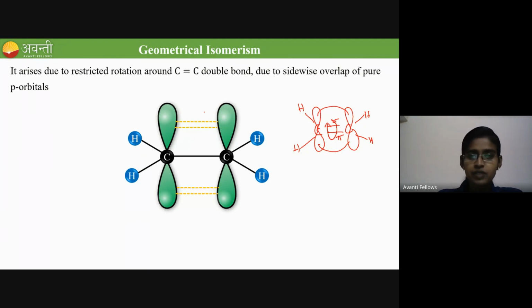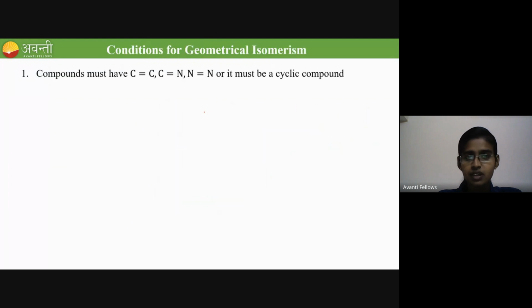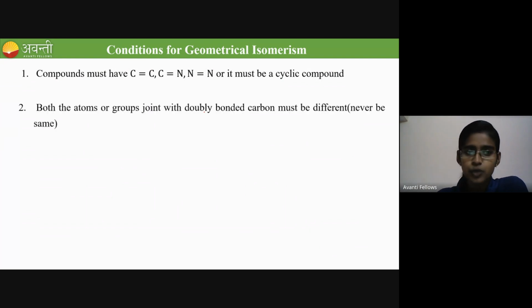The first condition for geometrical isomerism is that a compound should have at least a carbon-carbon double bond, or carbon-nitrogen double bond, or nitrogen-nitrogen double bond, or it must be a cyclic compound. This is the first condition for geometrical isomerism to exist in a system. And both the atoms or groups joined to the doubly bonded carbon must be different.